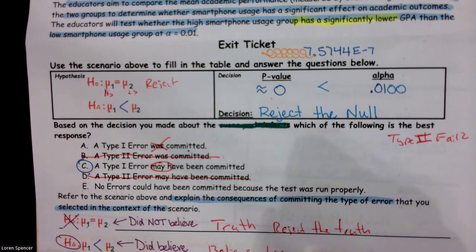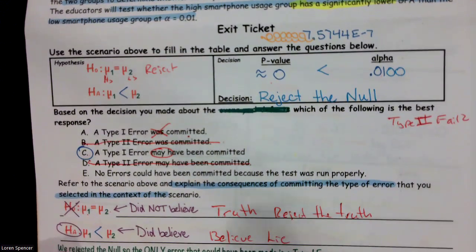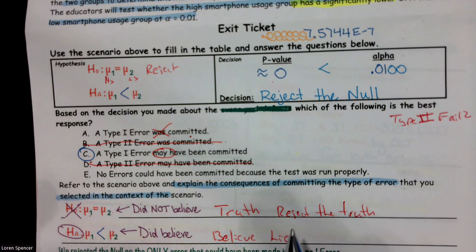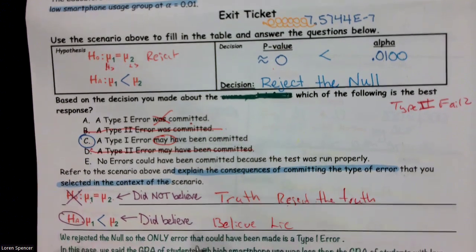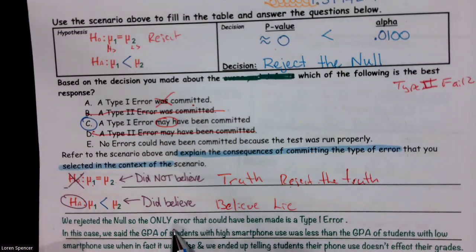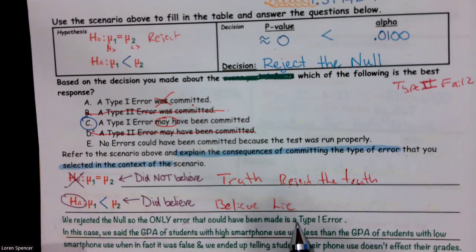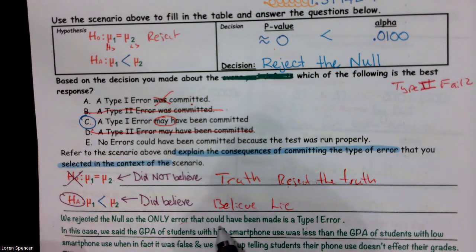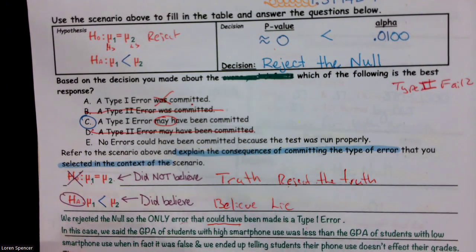Now we didn't do that on purpose. It happened. We had a sample that was weird. So we rejected the truth. We believe the lie. So that means we rejected the null. So the only type of error that we could have committed was a type 1. That's what we set up here. And notice how we said could have committed.